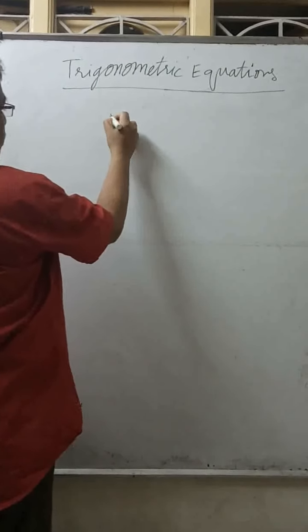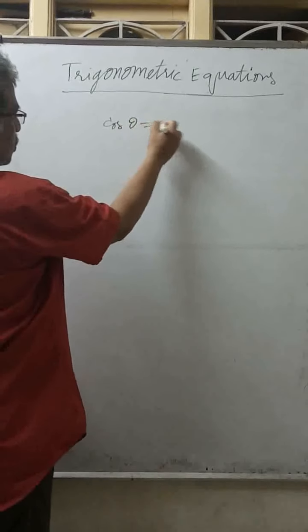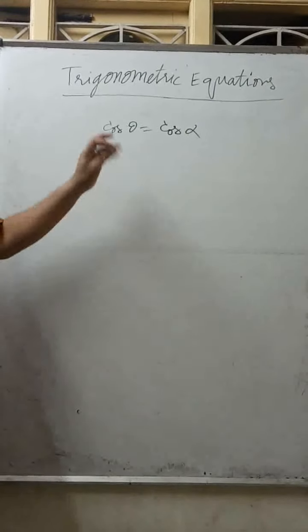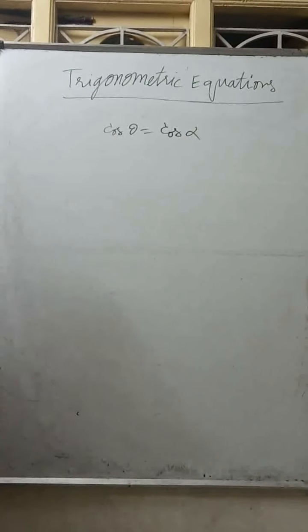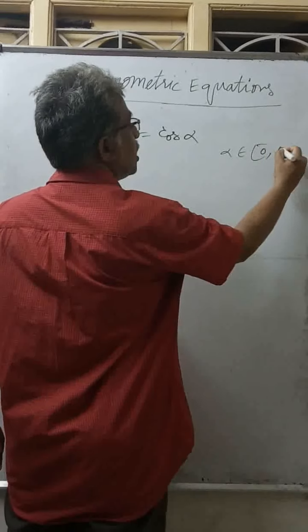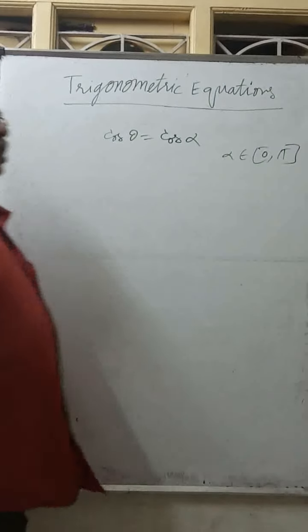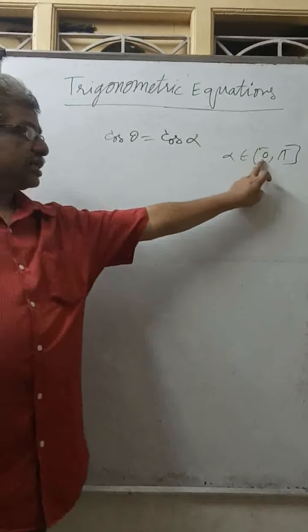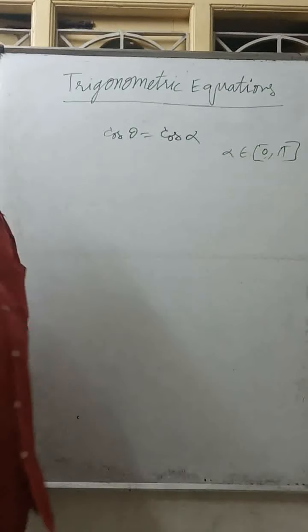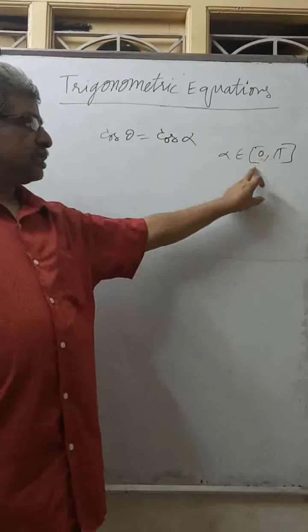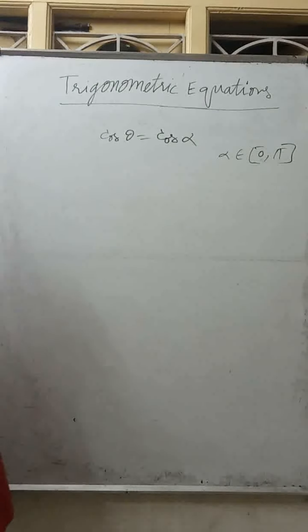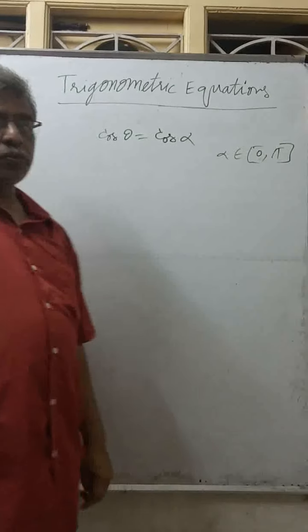Similarly, we can prove it for cos theta equal to cos alpha, like sin theta equal to sin alpha. The general solution of cos theta equal to cos alpha: here theta lies between 0 to pi, because the principal value of cos lies in the domain of cos, 0 to pi. So it should lie between 0 to pi to become a bijection. Like sin should be a bijection from minus pi by 2 to pi by 2, the cos domain is 0 to pi.